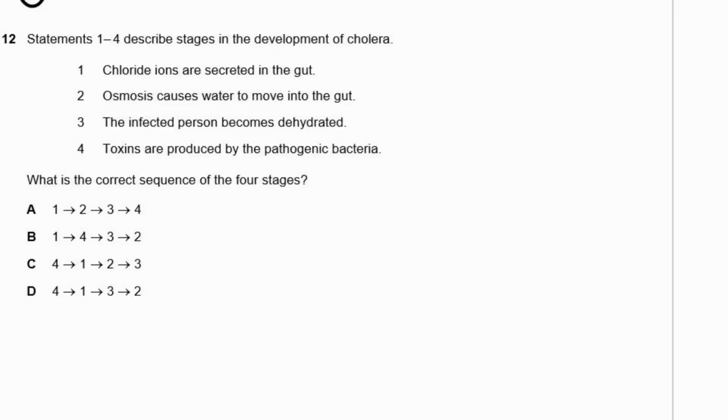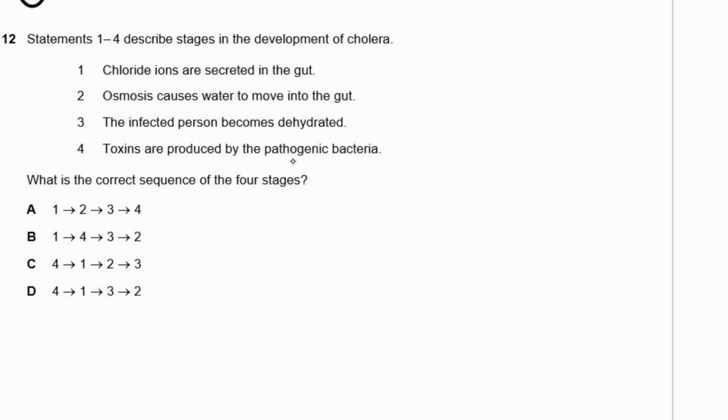Question 12. Statements 1 to 4 describe stages in the development of cholera. 1: chloride ions are secreted in the gut. 2: Osmosis causes water to move into the gut. 3: The infected person becomes dehydrated. 4: Toxins are produced by the pathogenic bacteria. What is the correct sequence of the 4 stages?